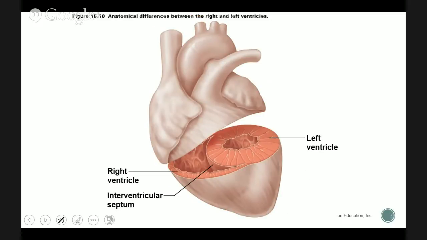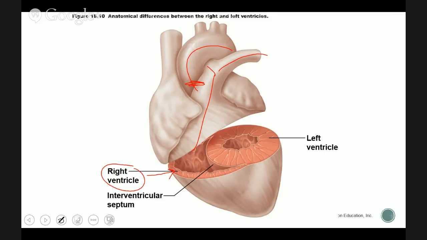This picture does a great job of showing you the difference in the thickness of the wall of the left ventricle versus the wall of the right ventricle. And you can see the right ventricle wall is so much thinner. And the reason for that is because the right ventricle is pumping blood out through the pulmonary trunk into the lungs. And so the amount of resistance to flow, or the amount of back pressure that you're going to get from the lungs, is minimal compared to the amount of pressure that the left ventricle has to overcome in order to open up that aortic valve and push blood through the aorta.